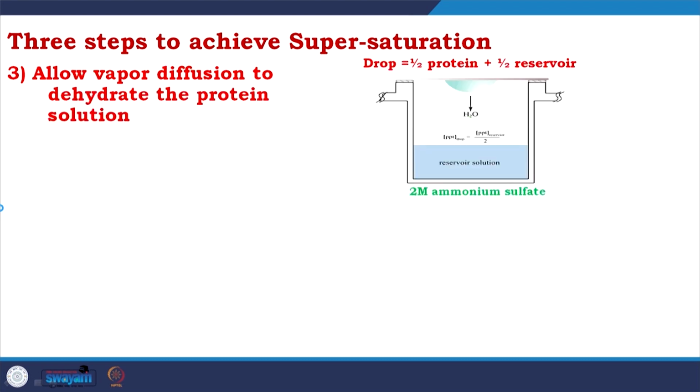The third step is to allow vapor diffusion to dehydrate the protein solution. If you remember when I was talking about the history of crystallization, they realized that crystallization is a process where you have a protein in solution and you want it to be crystallized in solid state. So, there is a phase transition, and in between your protein being in solution and precipitation, there is a point, and how you achieve it.